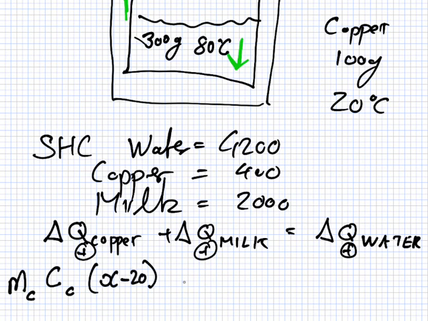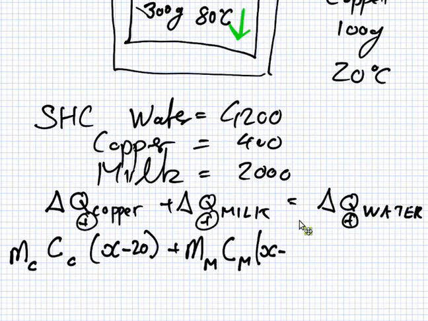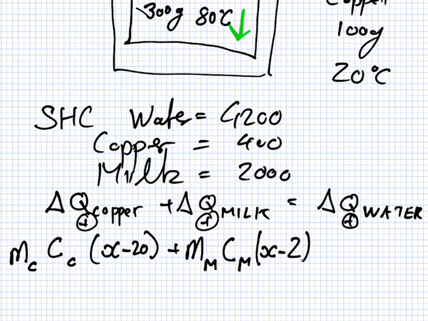20, isn't it? Yes. Okay, and then for the milk, it's the mass of the milk, the capacity of the milk, and then what would be for the formula? It would be X minus, what did I say the milk was? Like 2? Minus 2 for the milk. Milk is quite cold. And then for the water, it's mass of the water, specific heat capacity of the water, and the temperature would be 80 minus X. Yeah, that's the change in the water temperature.